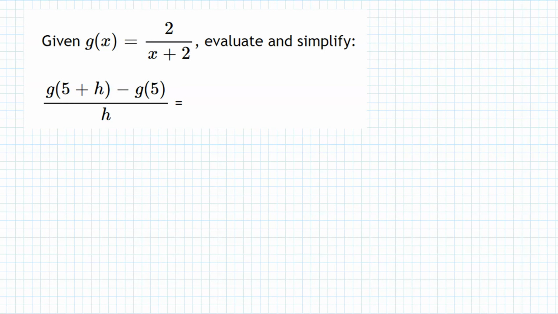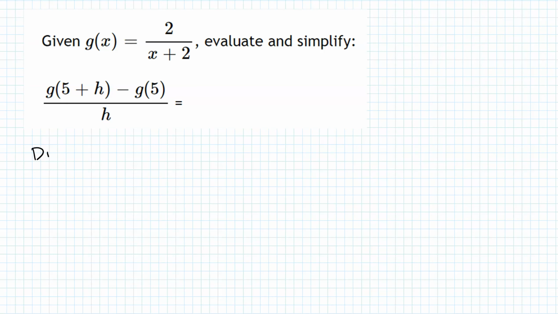This question says, given g of x equals 2 over x plus 2, evaluate and simplify g of 5 plus h minus g of 5, all over h. Now, if you've taken a pre-calculus course or something similar, this might look familiar to you.